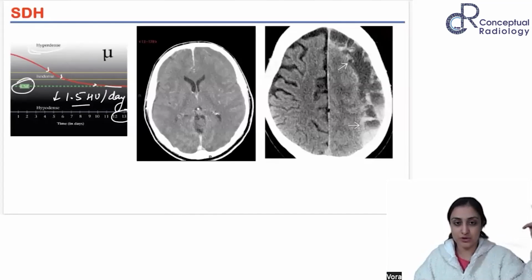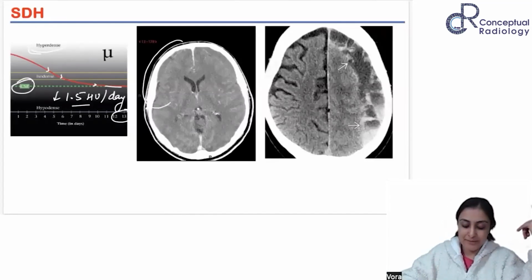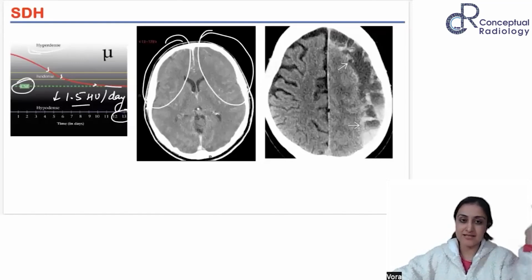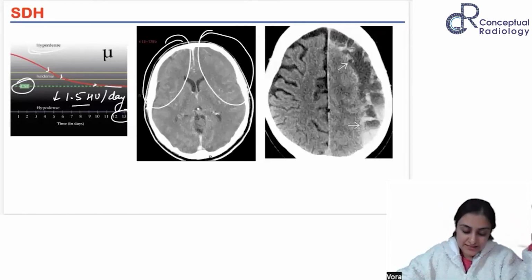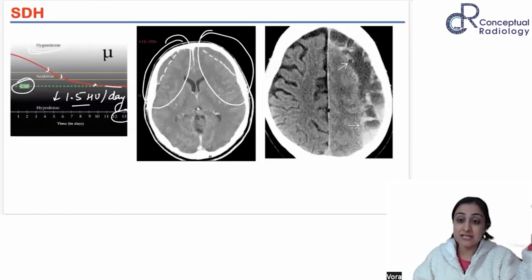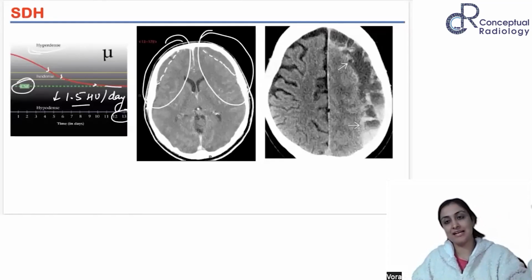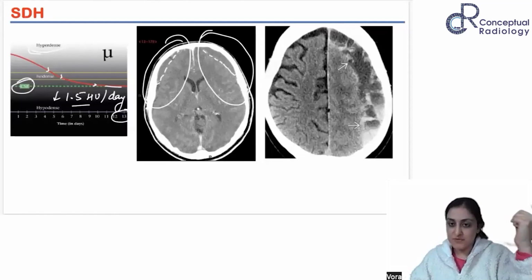1.5 HU will keep decreasing. So this is how you will miss. Can you see how in this case, at first glance, it looks like a normal CT? Now if you look carefully, can you see that there are bilateral subdural isodense collections? So in such cases, MRI comes in very handy. Window change comes in very handy.